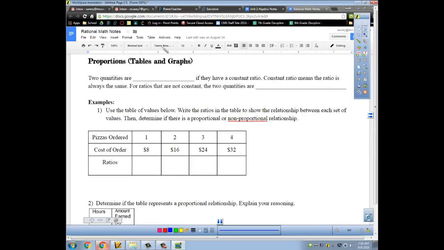So two quantities, or two numbers, or two things are proportional if they have a constant ratio. So remember, ratio just means a comparison of two numbers, typically written as a fraction. A constant ratio means the ratio is always the same. For ratios that are not constant, so not the same, the two quantities are called non-proportional.